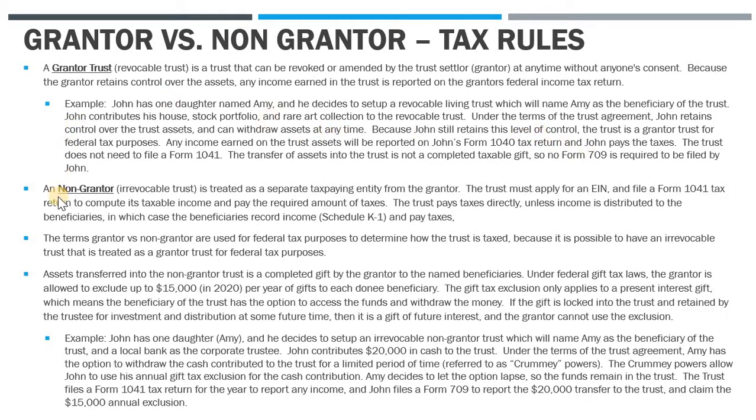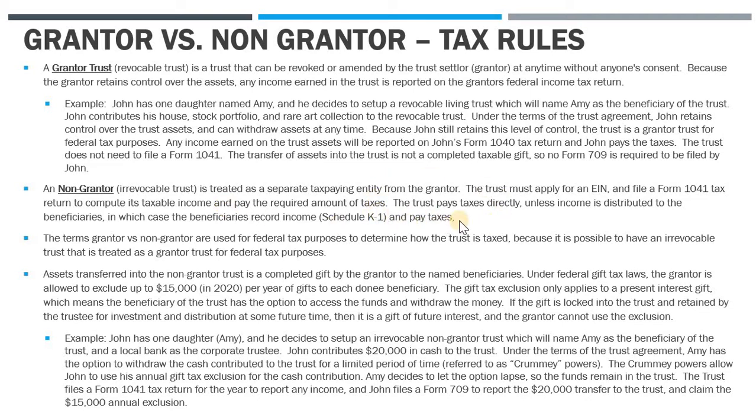So what's the next one in line? The non-grantor trust. Non-grantor trusts are often referred to as irrevocable trusts. These entities are treated as separate tax-paying entities, right? So from the grantor, there was a completed gift there. The trust must file for an EIN, so it needs its own tax ID number. And then the trust has to file a 1041 tax return every year to compute its taxable income and pay any taxes, and then also report any distributions that were made to beneficiaries.